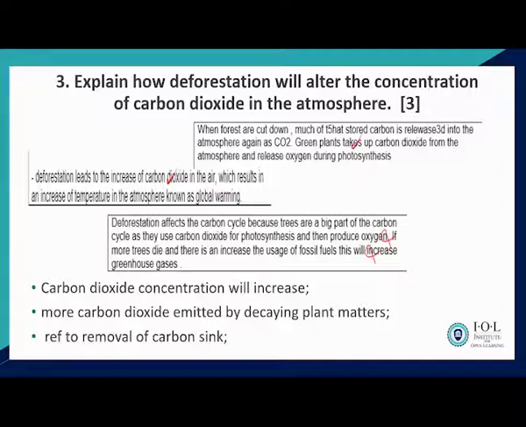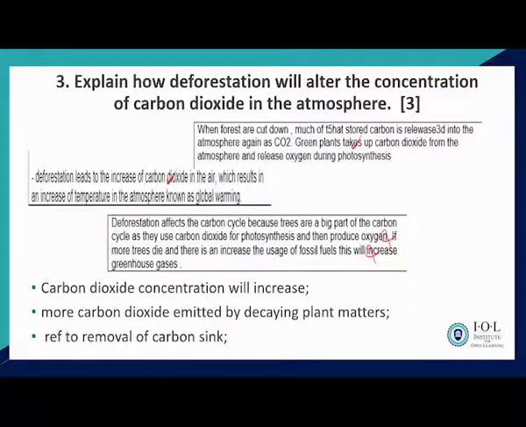Now, what was the expected response? We expect the first response should have been to say carbon dioxide concentration will increase in the atmosphere. Why? Because the decaying plant matters are emitting carbon dioxide. Not only that, forests or trees or plants that were removed, remember, is deforest. There was a forest and it was removed. Forests are carbon dioxide sinks.